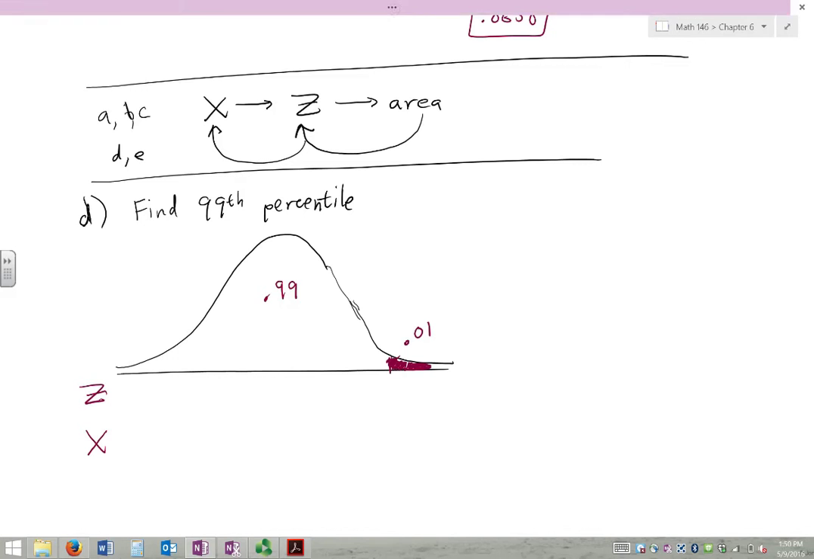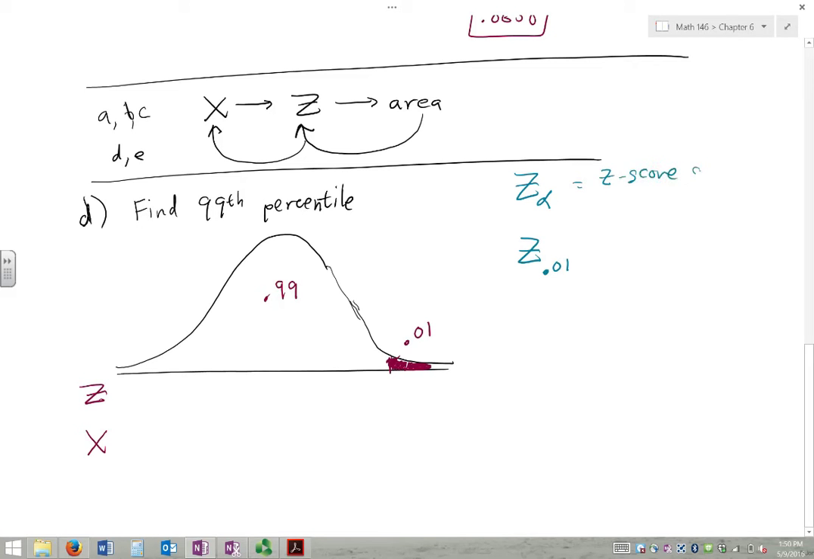Now, we also have a symbol, a notation for this: Z alpha. If you look ahead to the formulas in Chapter 7 and Chapter 8, the formulas will have a Z alpha or a Z alpha over 2 in them. So it's really important to understand what this notation means. This means the z-score giving area alpha to the right. And that's a very important definition. So Z.01 is going to be the z-score that gives us a 0.01 area to the right.